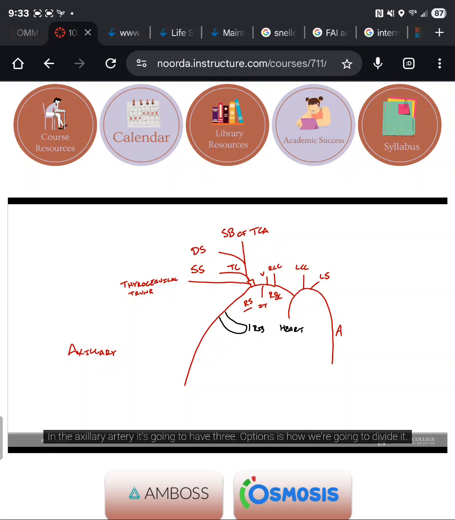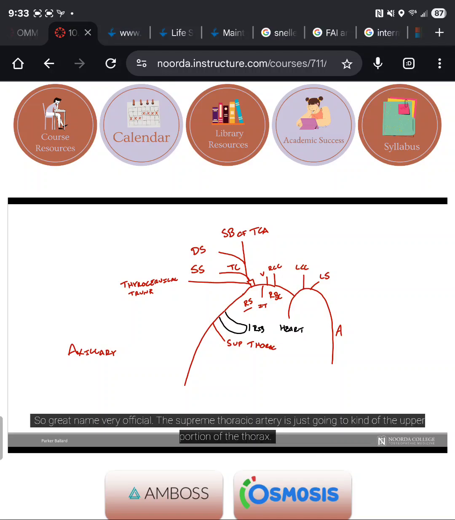And the axillary artery is going to have three portions is how we're going to divide it. The first portion has one branch. The second portion has two branches. The third portion has three branches directly off of it. So the first branch off of the axillary artery, we'll draw that right here. And that is the supreme thoracic artery. So a great name, very official.